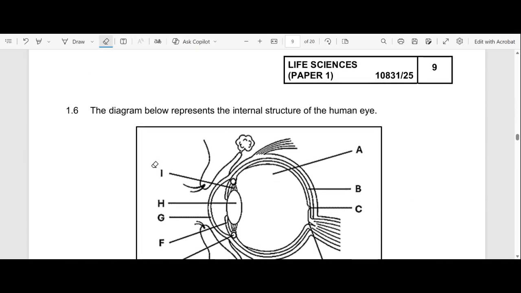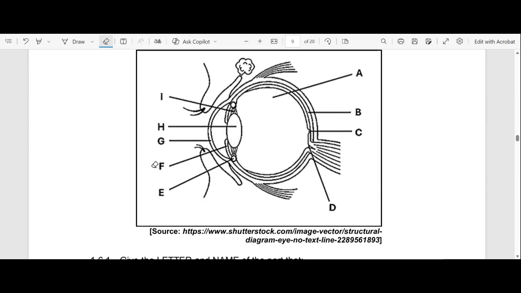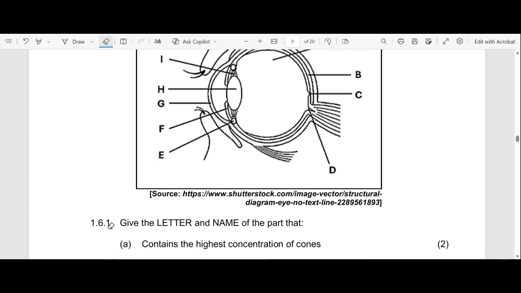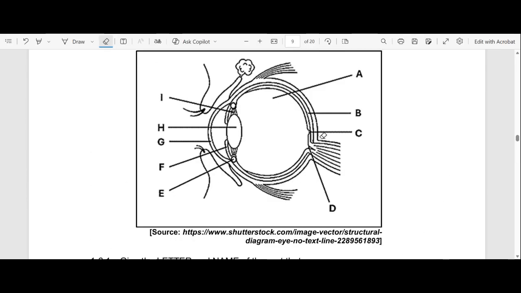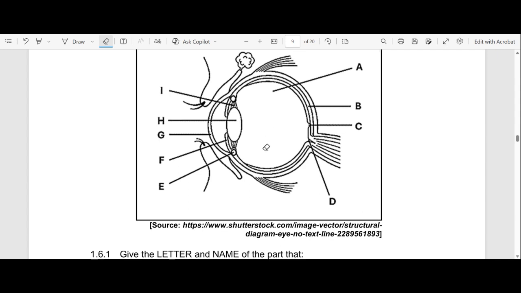Okay, let's go to 1.6. Give the letter name of the part that contains the highest concentration of cones. Our answer here becomes C. C is the yellow spot, so C becomes our yellow spot.